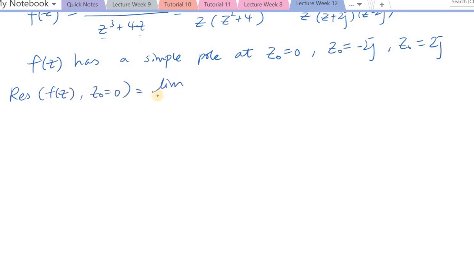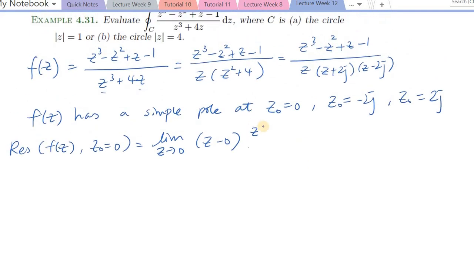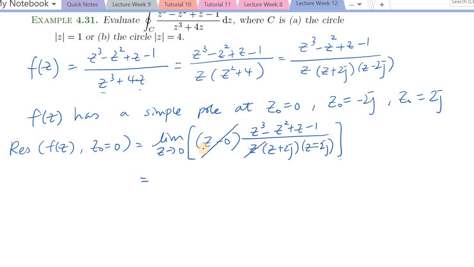So we'll take the limit when z approaches 0. So z minus 0, and then multiply with your f(z). You can put down your f(z) here: z cubed minus z squared plus z minus 1, over z times (z + 2j)(z - 2j). In fact you can use z squared plus 4 here, no worries. So you cancel this. So when z approaches 0, what do you get here? You get 0, 0, 0, so -1 over 4.